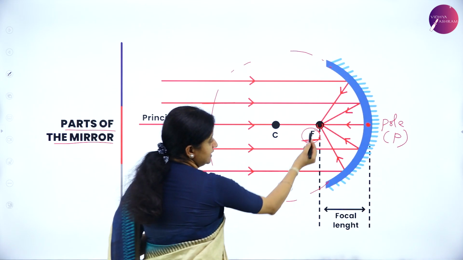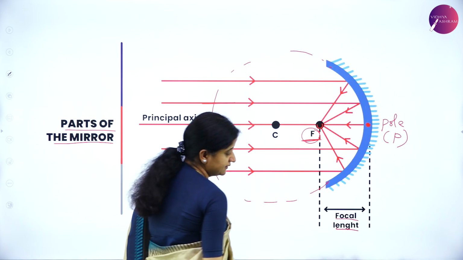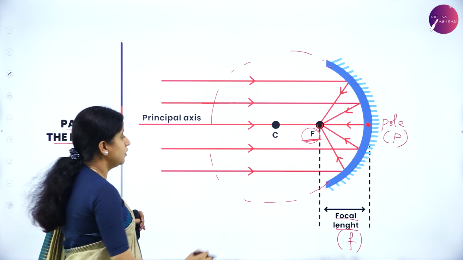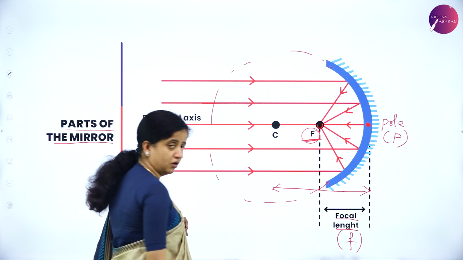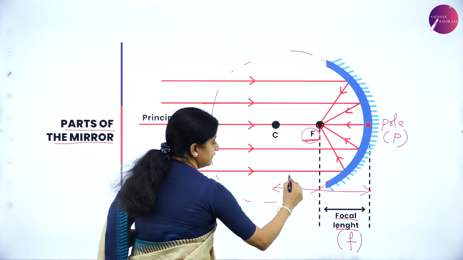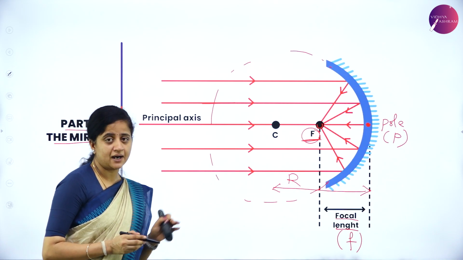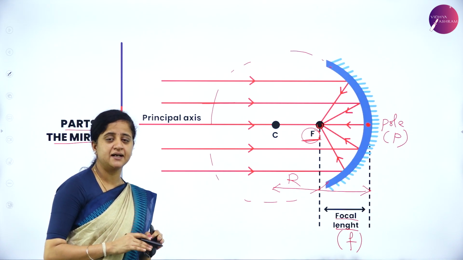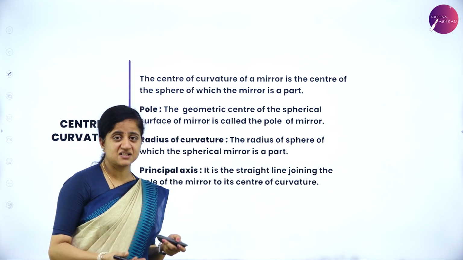Now the distance between this principal focus and the pole is called the focal length, and it is denoted by small f. So what is the distance between the center of curvature and the pole? It is nothing but the radius of curvature, which is denoted by capital R. So these are the important parts of a mirror which we have to understand. This helps us in drawing ray diagrams. Let's glance at them one by one.